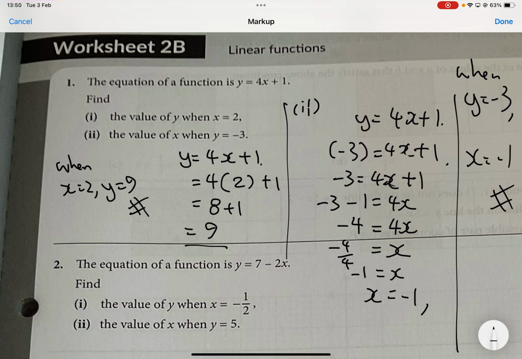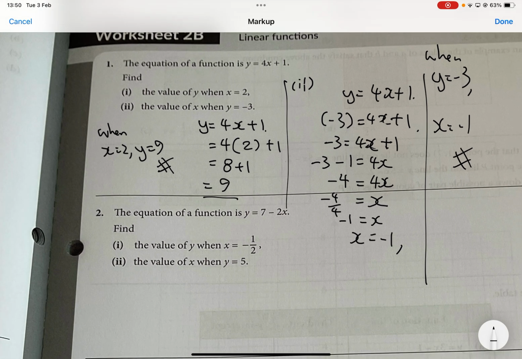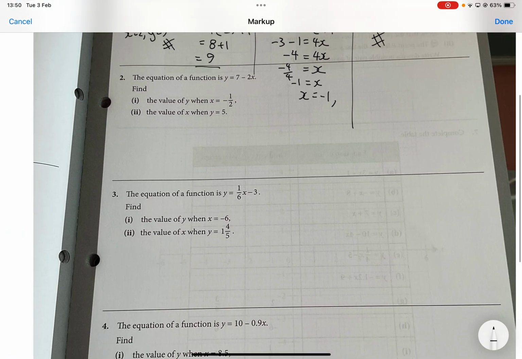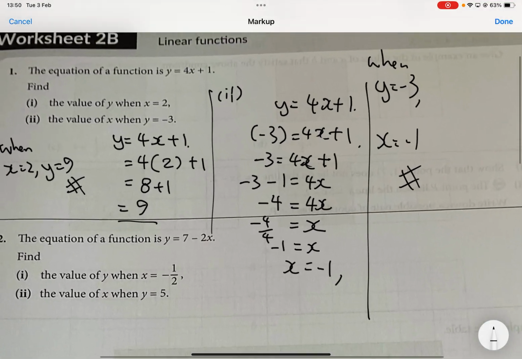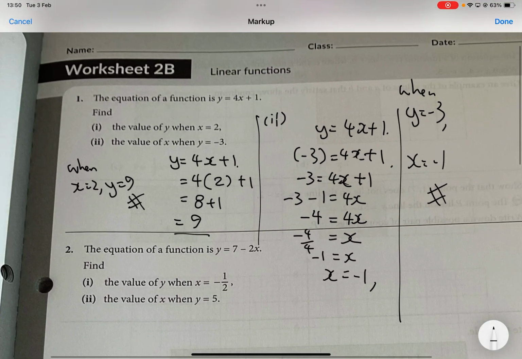So with this understanding, try question 2, try question 3, try question 4. All of you can do them already. Yeah, I'm assigning you your homework. Questions 2, 3, and 4.